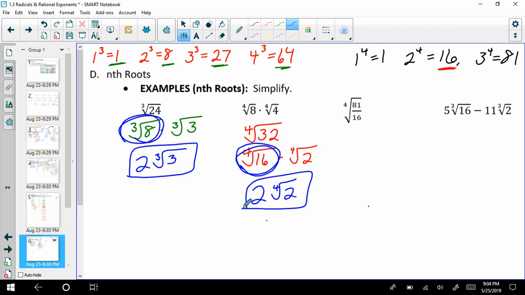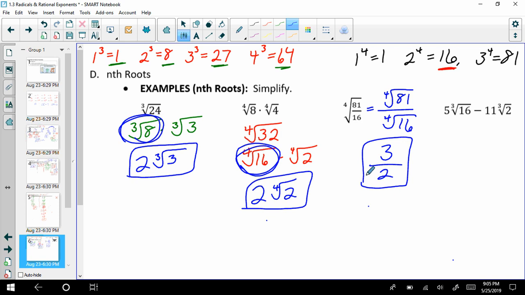Okay, next one. If the fraction throws you off, we'll do it just like we did with square roots, where I'll break it up into 2 problems. And then we'll tackle each. The fourth root of 81, is 81 a perfect fourth? Yes. It's 3. The fourth root of 16, is 16 a perfect fourth? Yes. It's 2. And that one's done. They were both perfect.